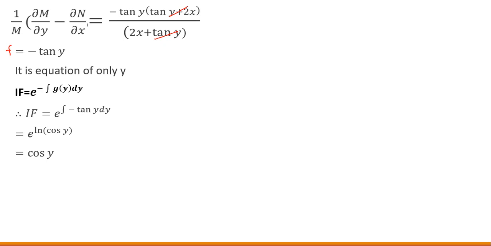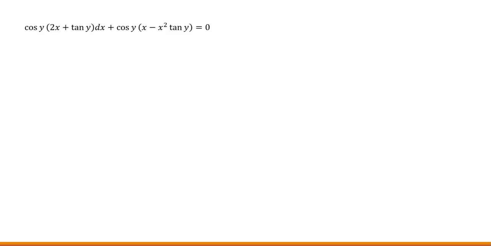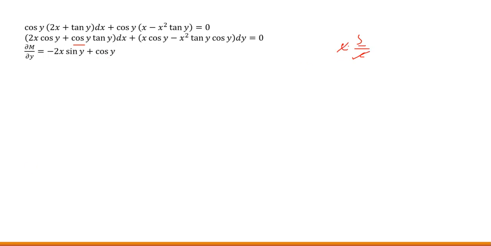Next we have to multiply cos y with the initial equation which we were given. So we just simply multiply it, and here it comes. So open up the bracket, which is (2x cos y plus cos y tan y) dx plus (x cos y minus x squared tan y cos y) dy. Now we open up from here, cos y and tan y, tan is sine by cos. So here cos gets cancelled, we just get sine y. So this is what we have done here.